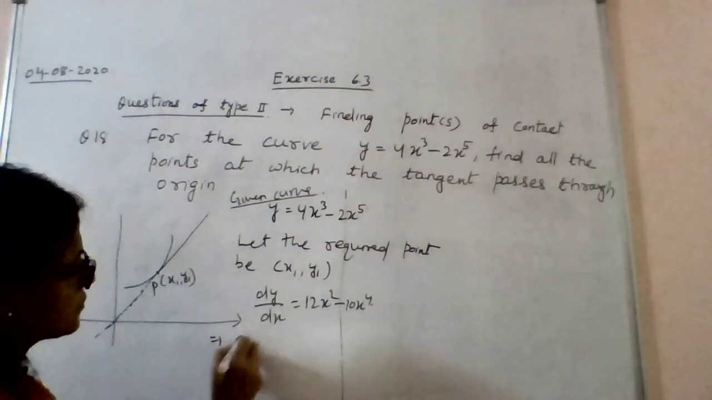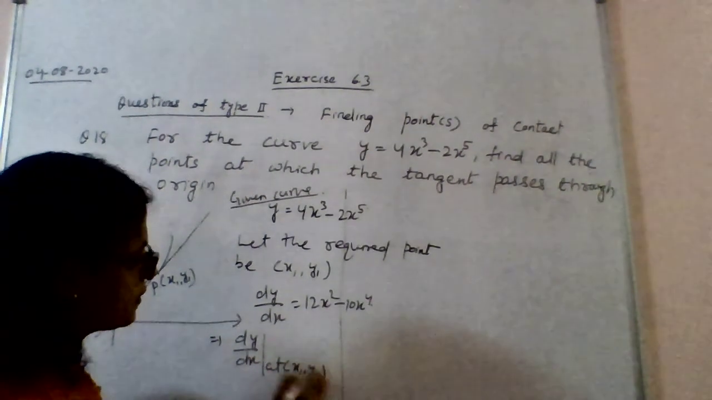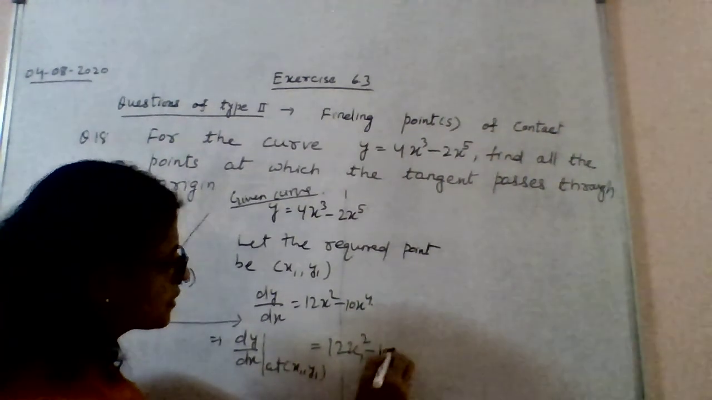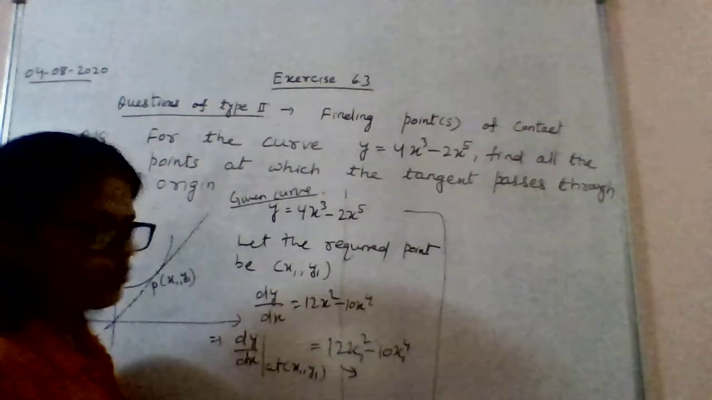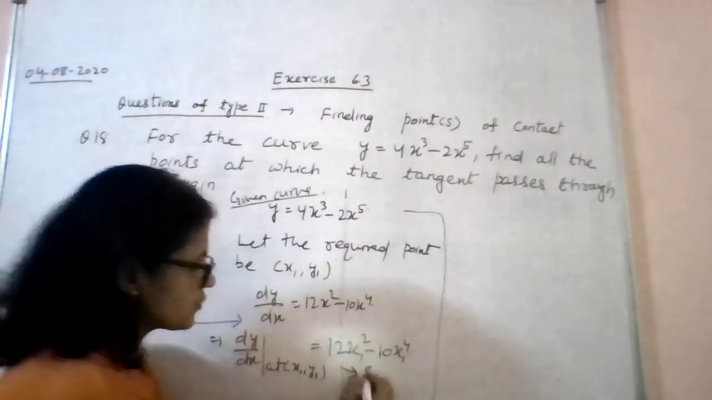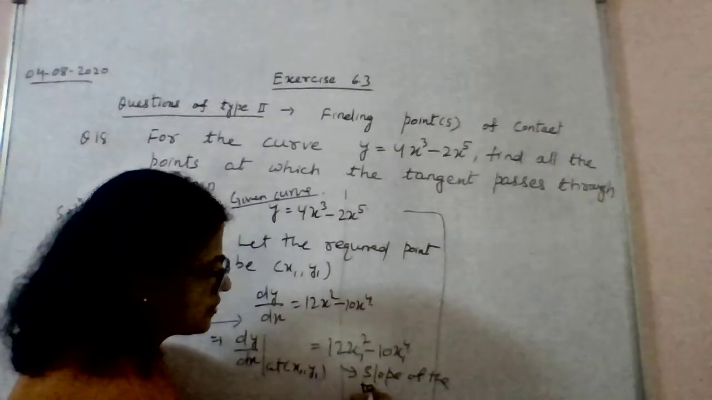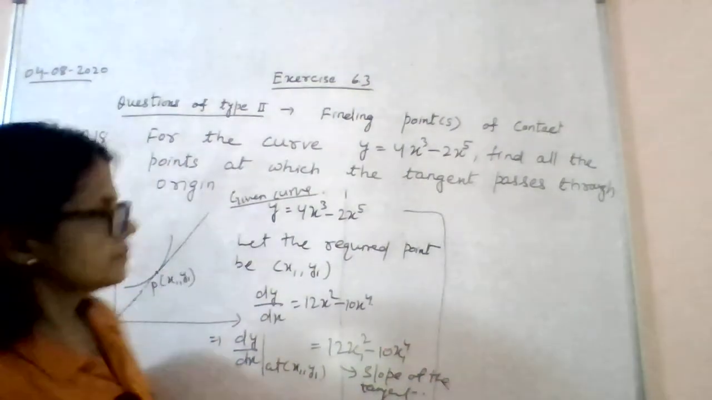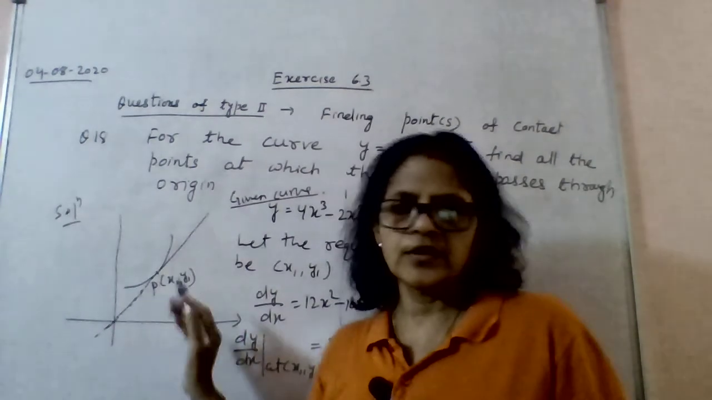So this implies dy by dx at x1, y1 will be 12x1 square minus 10x1 power 4. This is basically the slope of the tangent at x1, y1. Now as x1, y1 is the point of contact, this is on the curve.